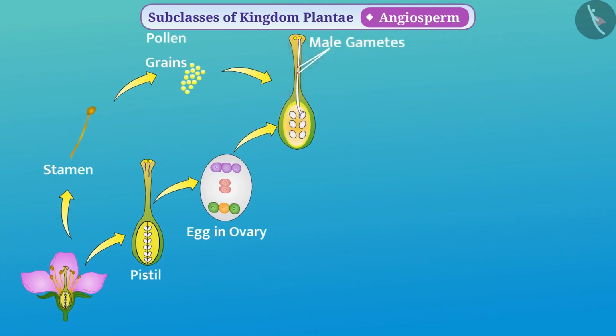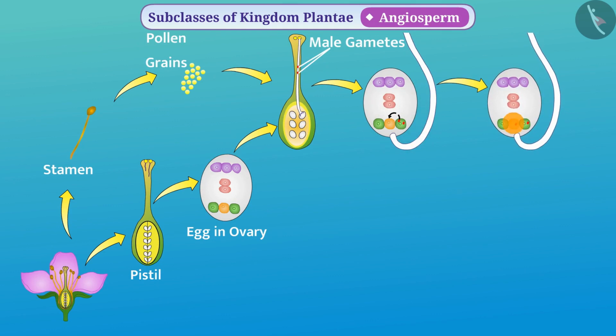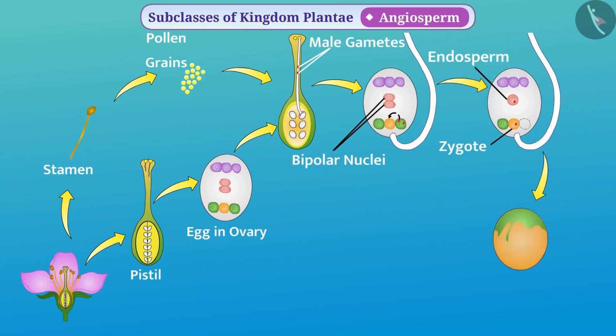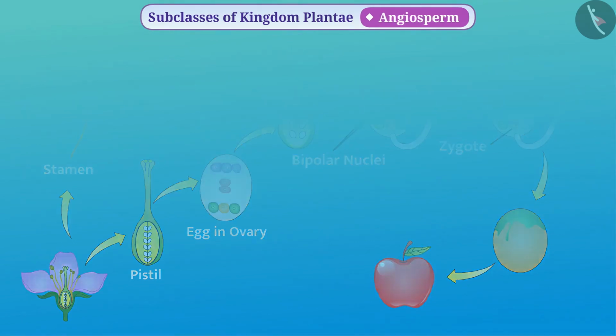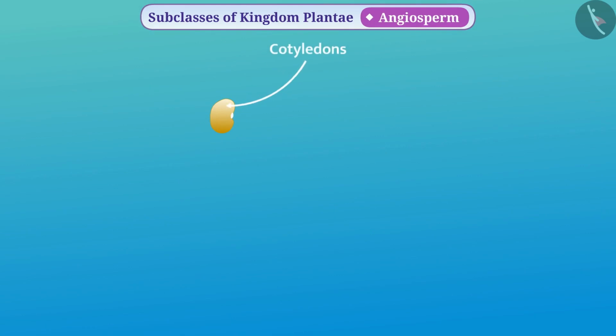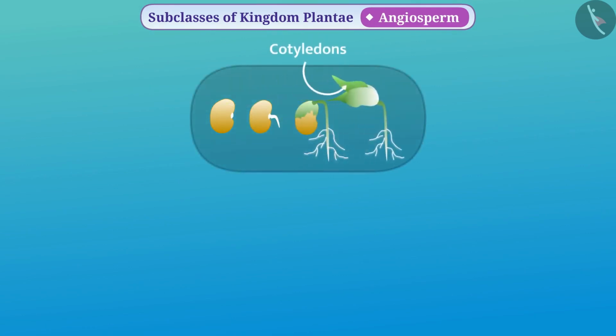Two male gametes from the pollen grain are released into the ovary by pollen tube. One of these male gametes fuses with an egg cell to form zygote. And the second male gamete fuses with polar nuclei to form an endosperm. Then, the zygote develops into the seed and ovary develops into the fruit. The seeds have cotyledons, which turn green after germination of the seeds.